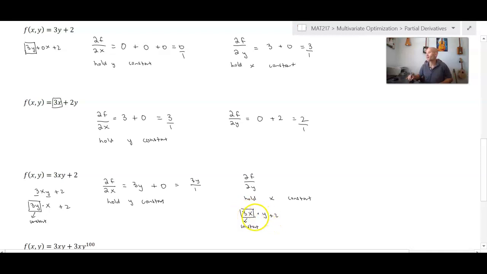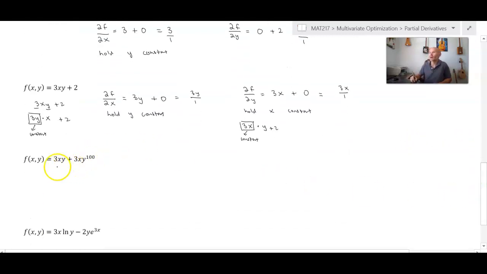And the derivative of a constant times y with respect to y will be the constant. Just like here, the derivative of 2y was just the constant 2. And plus 2, the derivative of a standalone constant is 0. So my output of this will be 3x over 1. So what this says is that in order to know how much f will change by when I increase y by 1, I need to know the current value of x.